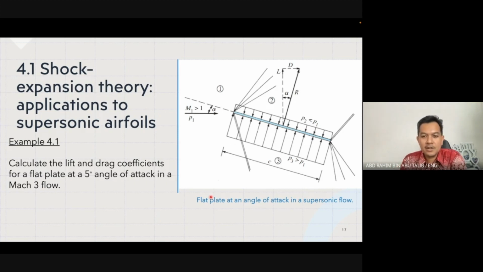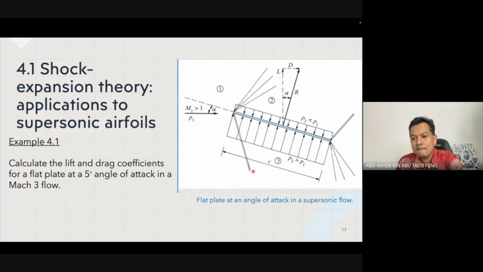So let us try to apply it on a problem over here. Basically, we want to calculate the lift and drag coefficient, so the CL and CD, for a flat plate. We have a flat plate similar to the examples earlier, right? The angle of attack, alpha, is given as 5 degrees, and the free stream Mach number is given as 3, which is more than 1.